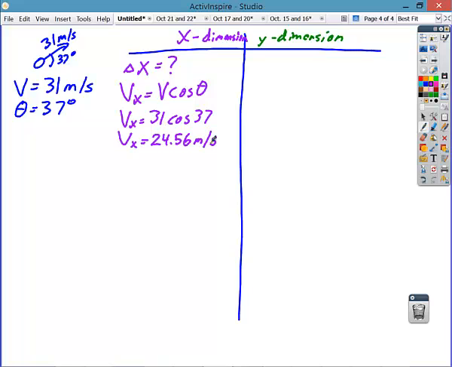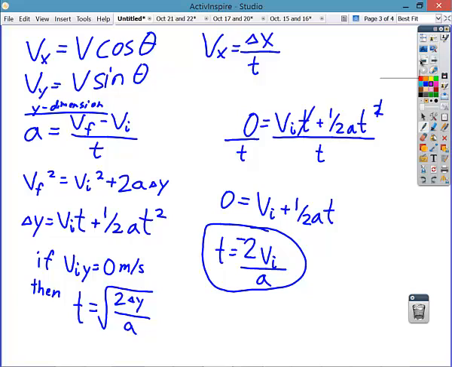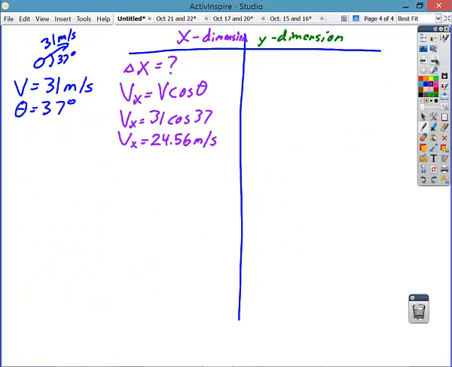What formula are we using to solve this? For distance, good question. So the formula in the x dimension, if you remember, we wrote down that velocity in the x is equal to displacement over time. So that's the formula that we're going to be using. If I need delta x, then delta x will be equal to velocity in the x times time. But I don't have time. So if you don't have time, you need to go over to the y dimension to find that time.